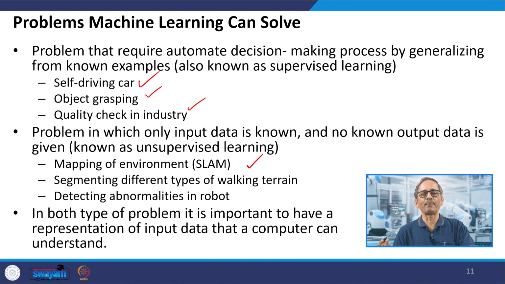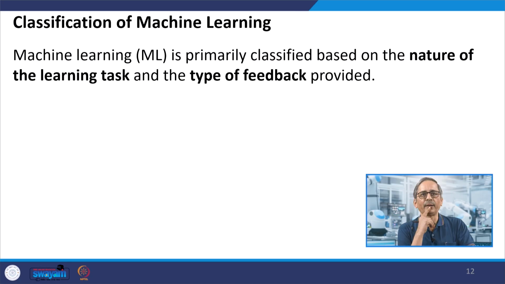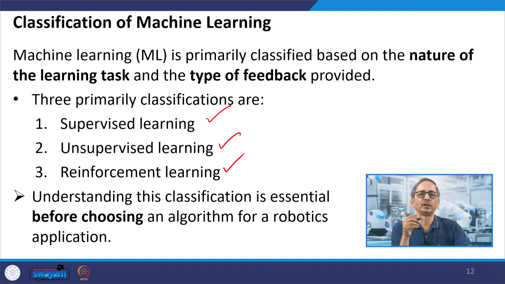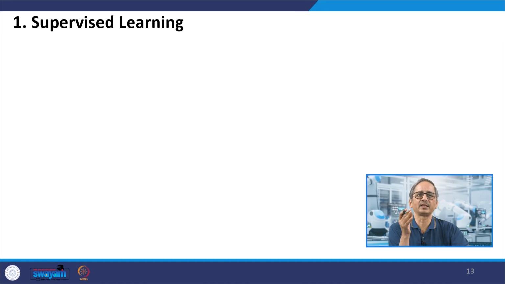So, in both types of problem, it is important to have a representation of input data that a computer can understand. You see, we can classify machine learning based on what the nature of the learning task is and the type of feedback provided. So, basically there are 3 types of machine learning classification: supervised learning, unsupervised learning, and reinforcement learning. Understanding this classification is very important, because only then will we be able to select which type of algorithm I should apply. Let us begin with supervised learning.